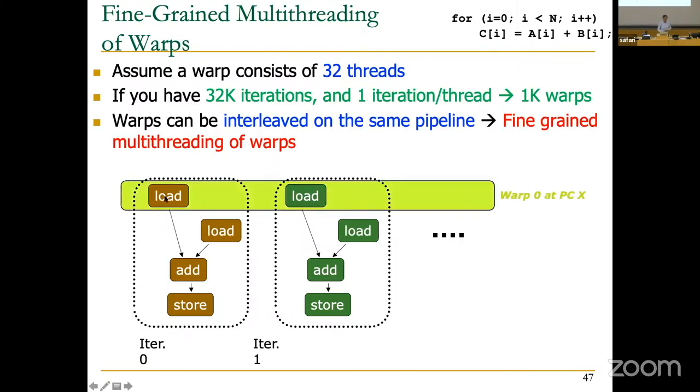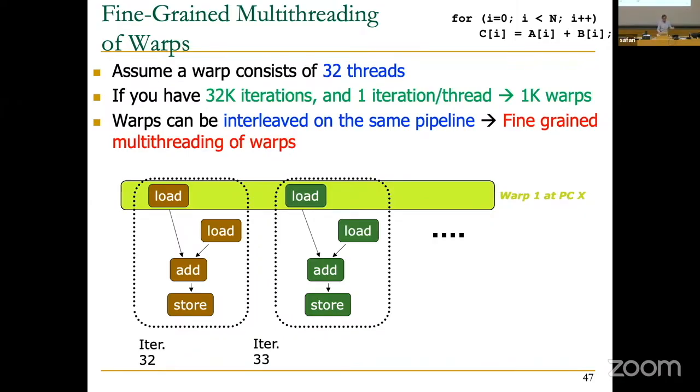So this is warp 0 at PC X, for example. That's the program counter of the load. This is iteration 0 executed by one unit over here, iteration 1 executed by another unit. So basically you execute 32 iterations concurrently, 32 of these loads in different iterations. Then you may fetch warp 1 at PC X. This actually executes iterations 32, 33, up to 63. Fine. I'm going to show you the fine-grained multi-threading of these soon.